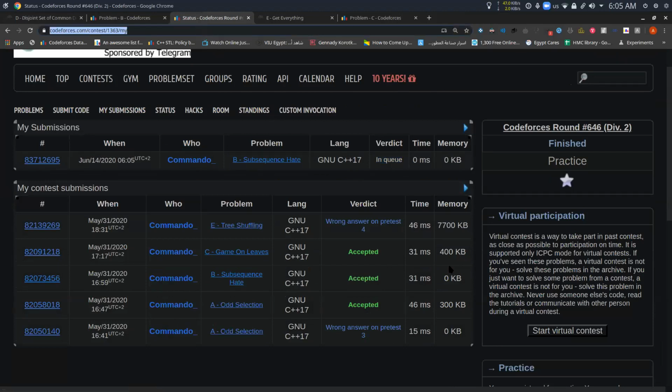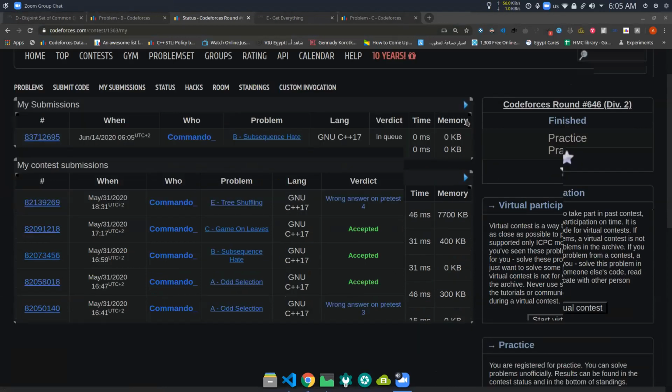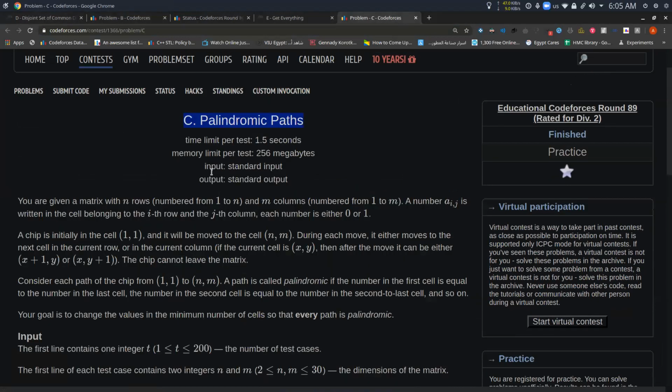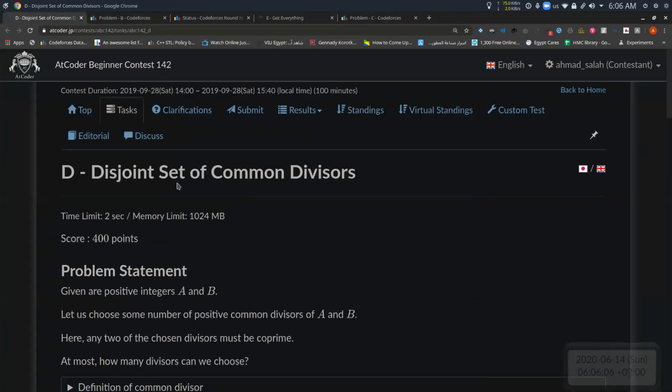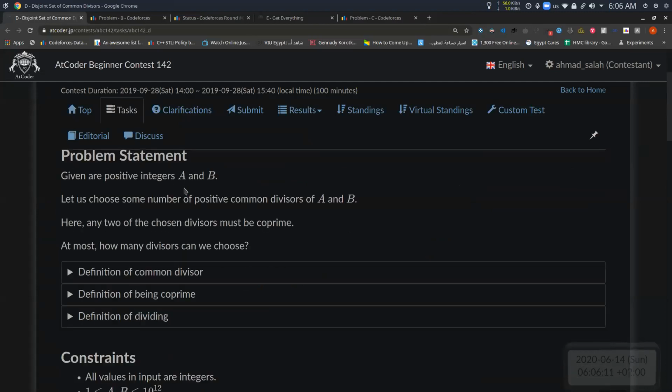I'll give you the link here. So here's the link to the first problem. Let's jump to the second problem. So open this second problem, D. It's this disjoint set of common divisors. The link here, I sent it after the first problem. Open it and have 2-3 minutes to think about it, and then tell me.